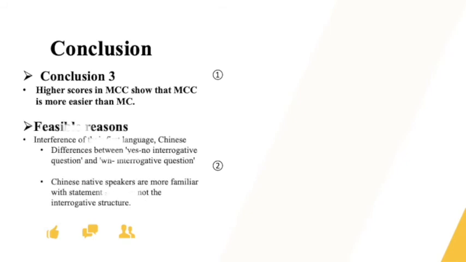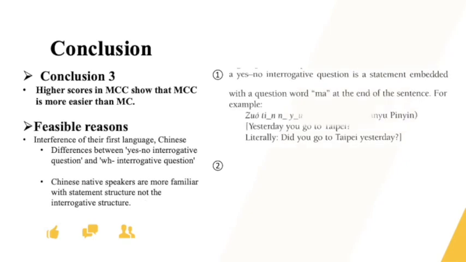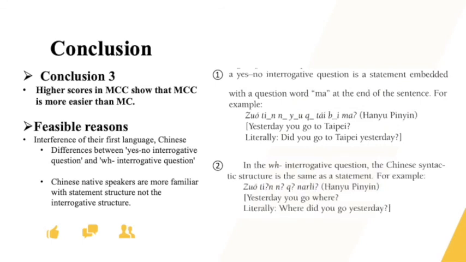According to the data, the higher scores in MCC show that it is easier than MC. It is because of the interference of their first language, Chinese. The main difference between these two formats is that MC used interrogative questions and MCC used statement construction. There are two kinds of interrogative questions to reflect. The first one is the yes-no interrogative question, which adds a question word, ma, at the end of the sentence. Here is an example of it. And another one is the WH interrogative question, which has the same statement sequence of sentence as English. So, in such cases, Chinese native speakers will react faster on statement structures.